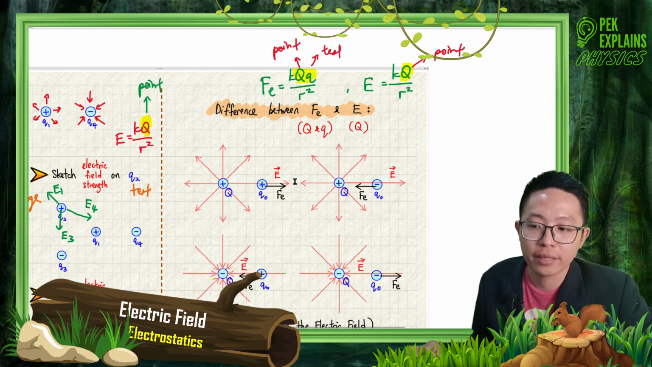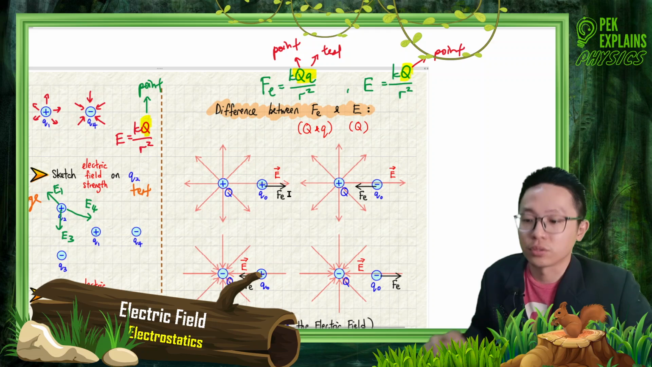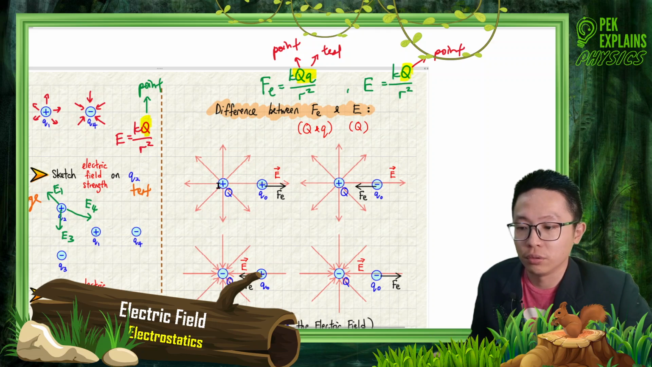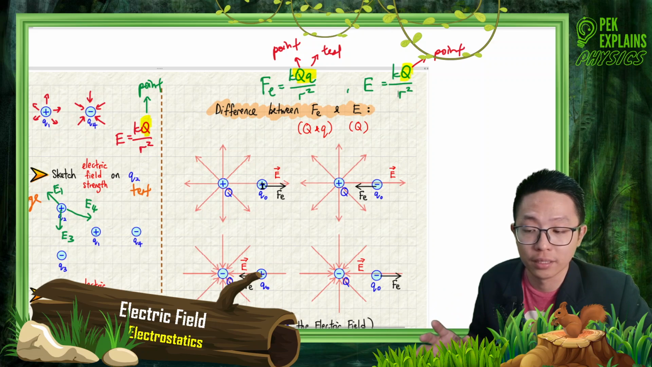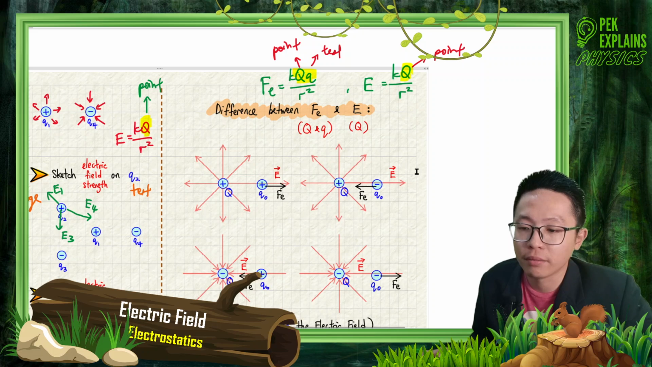Why is the electric field to the right? Because this point charge is positive, so the electric field is away from the positive point charge. For force, you need to look at both charges: same sign, repel. But for electric field, you only look at the point charge. The point charge is positive, so away from the point charge. For the electric field, ignore the test charge.